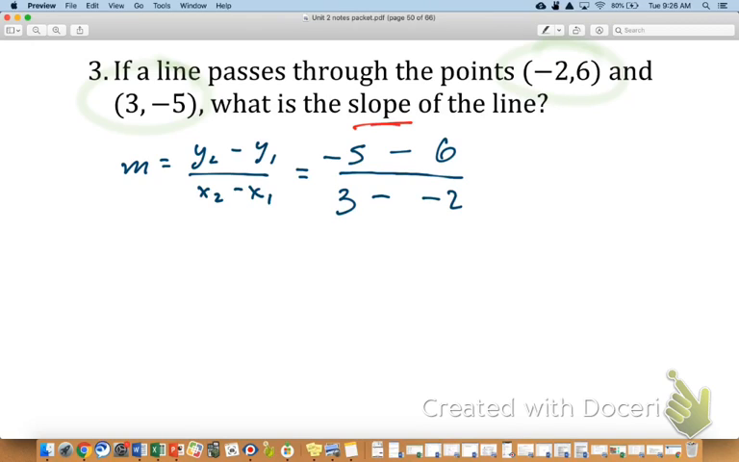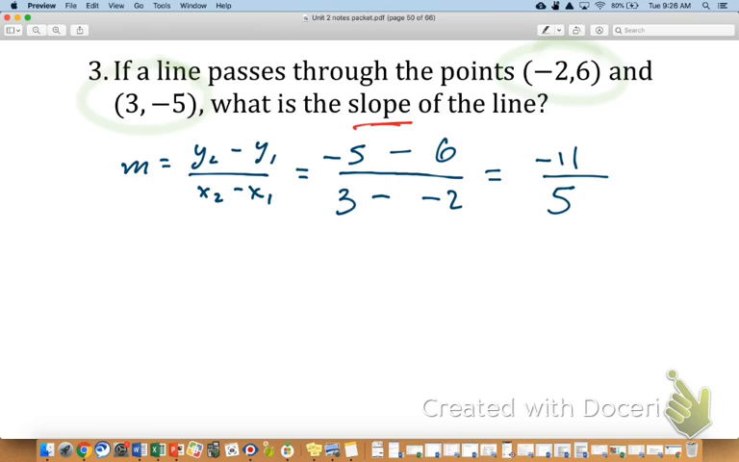This one's a little tricky. This is the place where if people are going to miss a minus sign, this is usually where they do it. So the numerator should be negative 11. What's 3 minus negative 2? So that would be your slope right there, negative 11 fifths. Wait, would it be 11 over negative 5? Yeah, that would work too. Same thing.